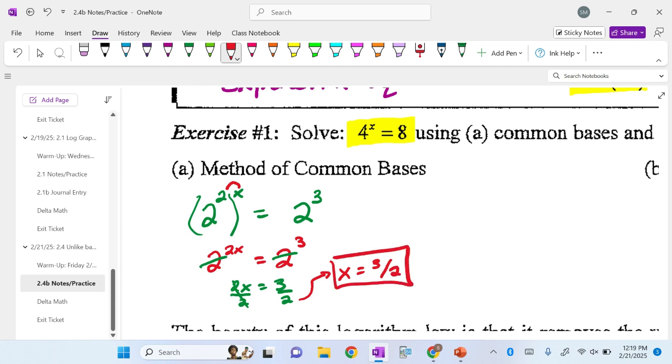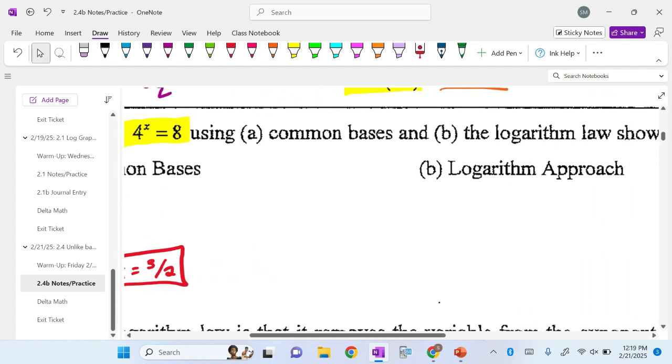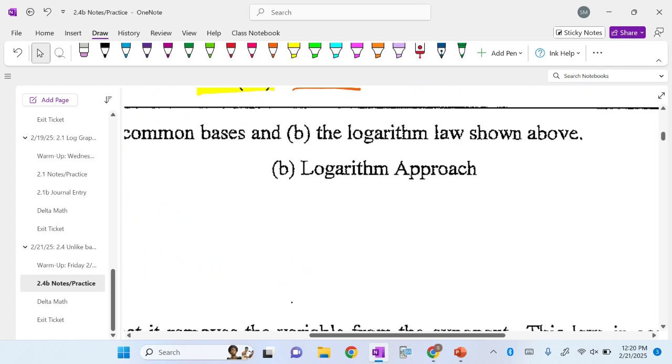Now, that was with the common base approach. We can do that same problem, but using logs. All right, so the logarithm approach.